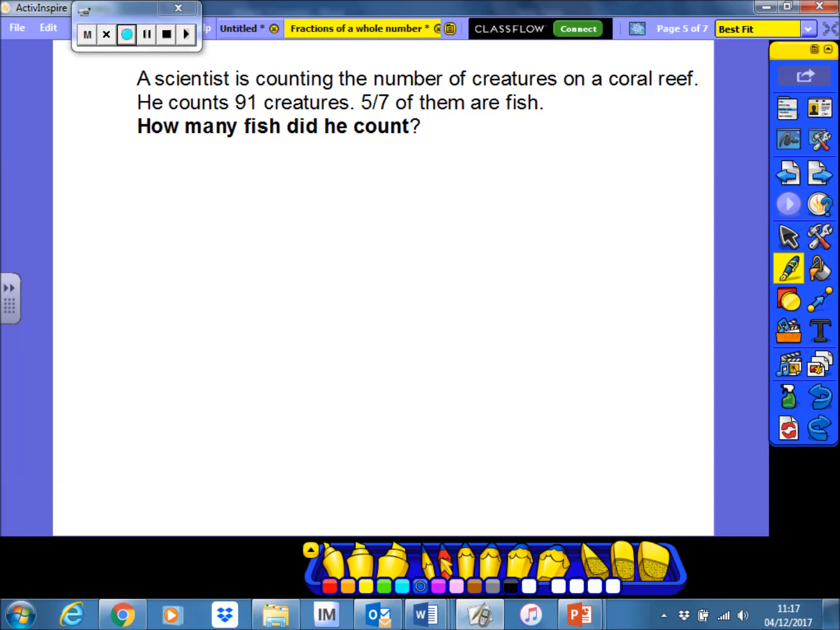So we have here that a scientist is counting the number of creatures on a coral reef. He counts 91 creatures in total. 5/7 of them are fish, and we're being asked how many fish did he count. So in this case, we are basically being asked, what is 5/7 of 91? 5/7 of 91. So what I'm going to do is take 91, divide it by 7, get my answer, and then times my answer by 5.